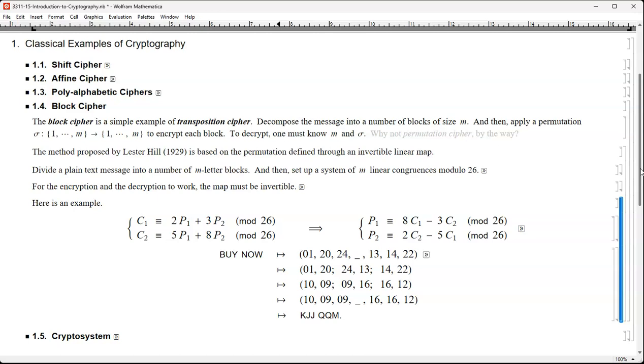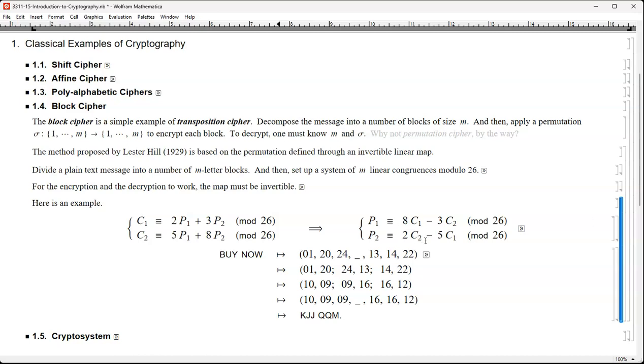If you have larger matrix, m by m matrix, then basically we are looking at more complicated key structure, so more secure. But the trade-off, of course, is more complicated. So let's keep it simple, just 2 by 2 matrix. And here's an example: 2, 3, 5, 8. And then its inverse matrix turns out to be -8, -3, -5, 2.